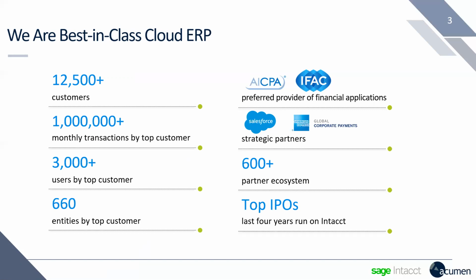You can see that over the last 4 years, several of the top IPOs out there have been running Sage Intacct. You can see on the left-hand side that there are customers that have 3,000 plus users processing over 1 million transactions per month. And Intacct now is upwards, it's actually probably closer to 13,000 now, but there are thousands and thousands of customers out there running Sage Intacct.